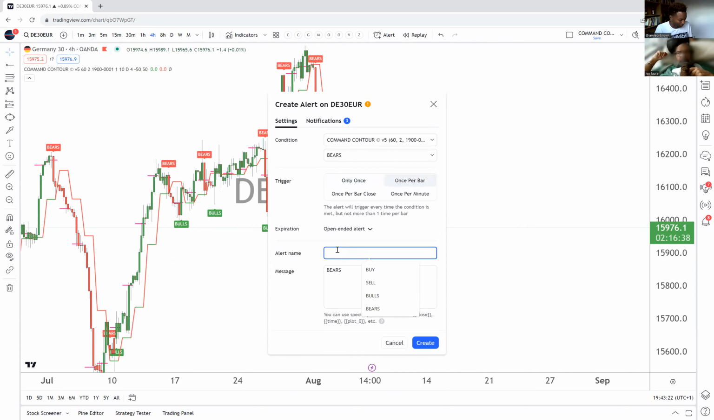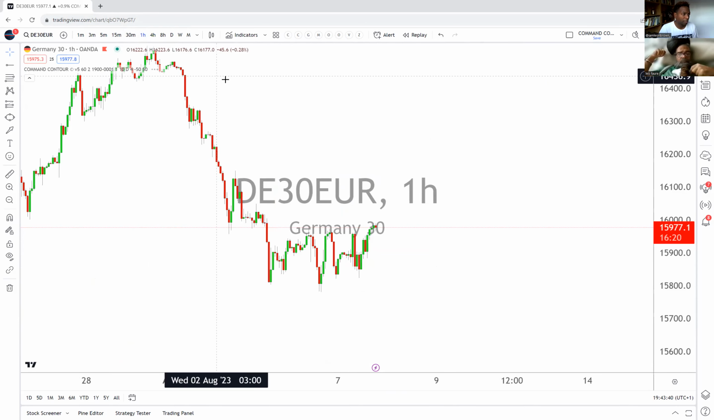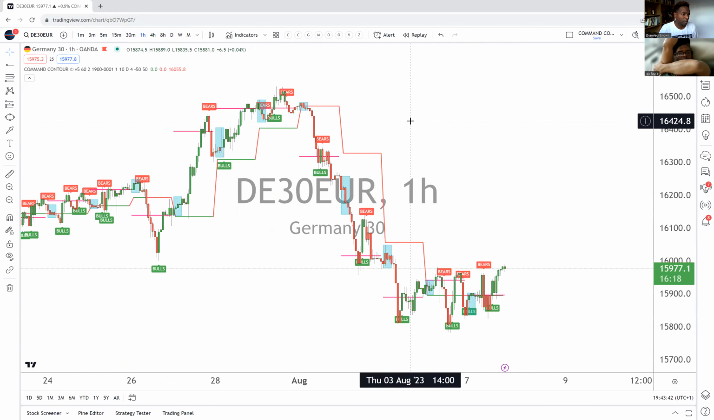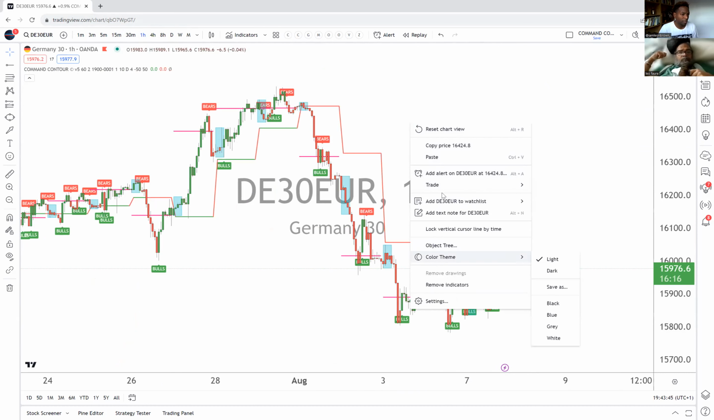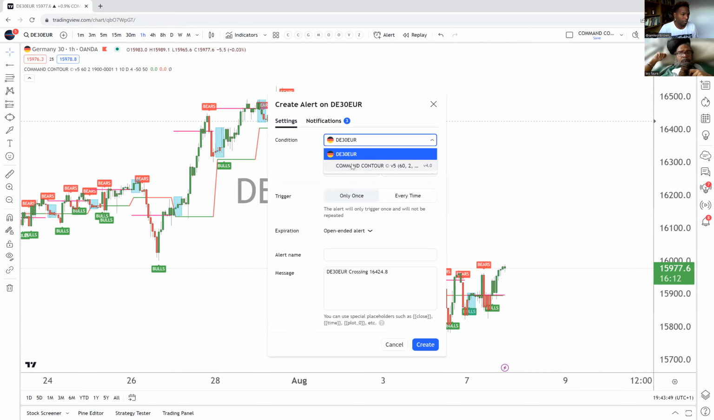Bears here. You could type in bears, you could type sell here if you want, and just click create. You've got to be very mindful of what time frame you've set this on, because it's time frame sensitive. So if you want to get an alert on the 1-hour time frame, make sure you choose the 1-hour time frame, right click, choose set your alert and choose your command contour.